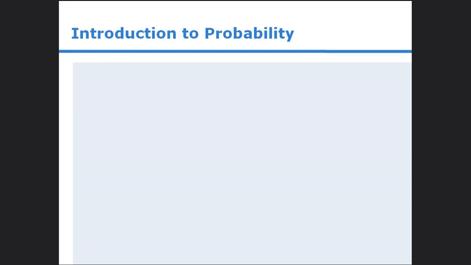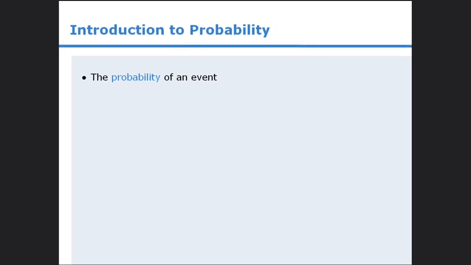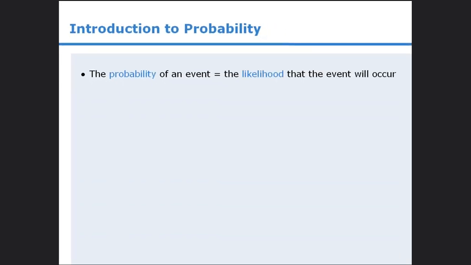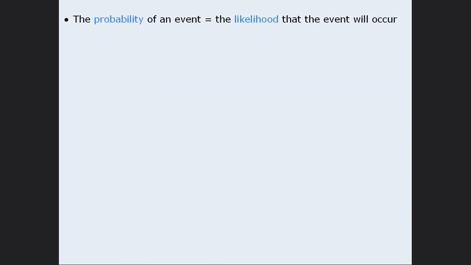So to begin, probability is a quantity that measures the likelihood that some event will occur. So when we speak about the probability of an event, we are trying to assign a number to the likelihood that the event will occur. The probability of any event will range from 0 to 1 inclusive. The greater the probability, the more likely the event will occur.